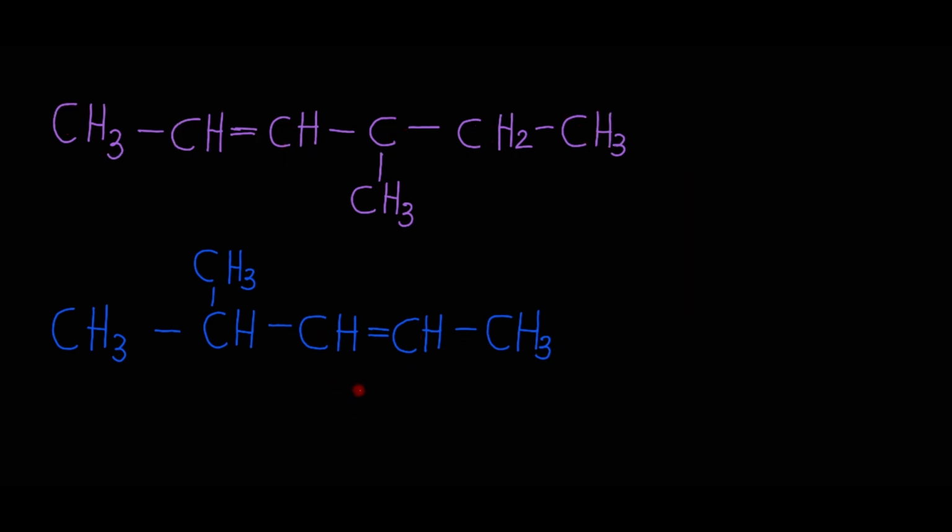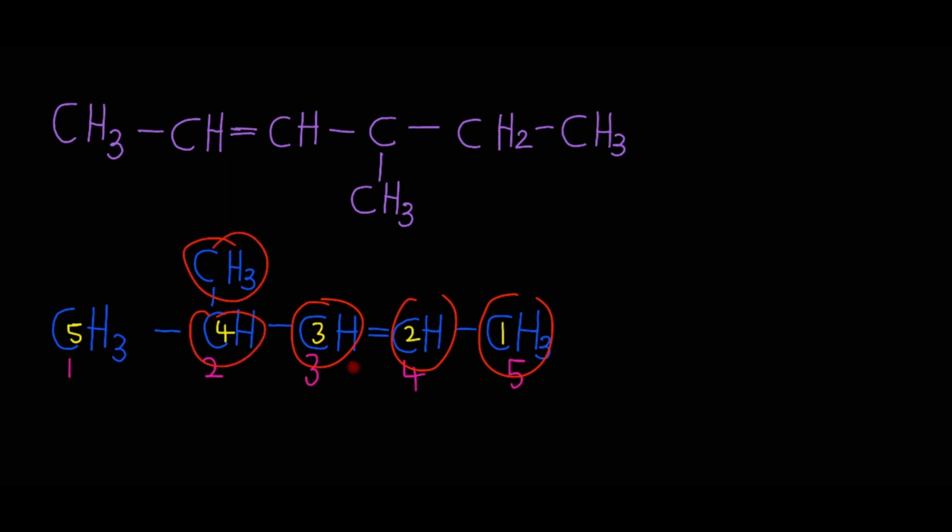First we find the longest chain. 1 2 3 4 5. And then let's see this one. 1 2 3 4 5. So we can see that our longest chain is 5. Even if you name it this way, 1 2 3 4 5, you will obtain the same thing. So the longest chain is 5 carbons. But now let's see where we obtain our double bond early.